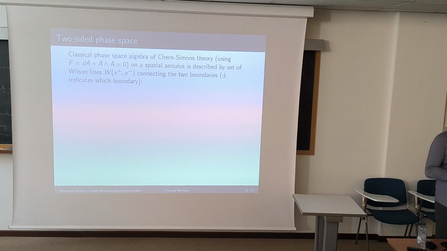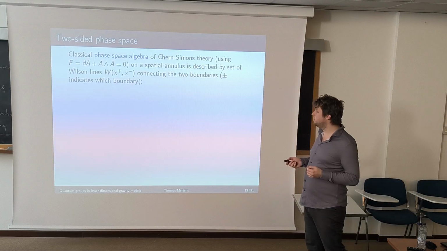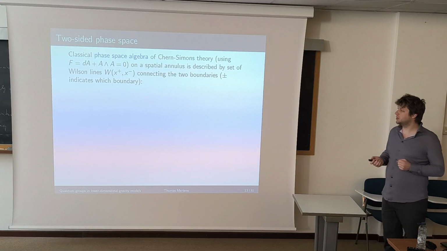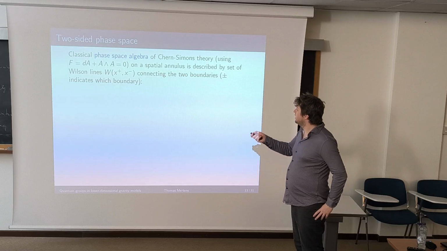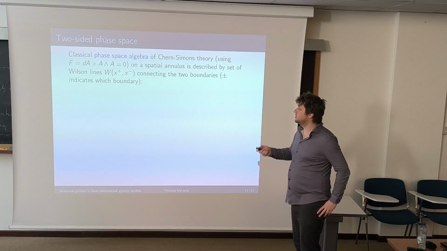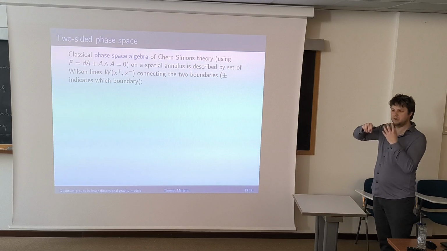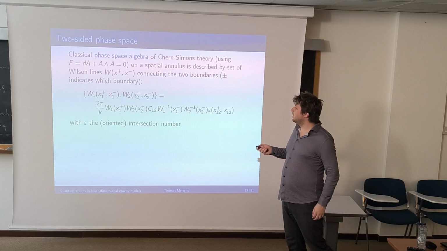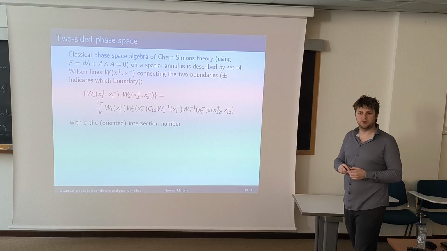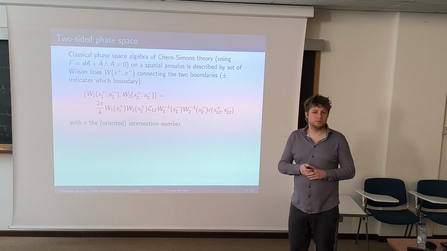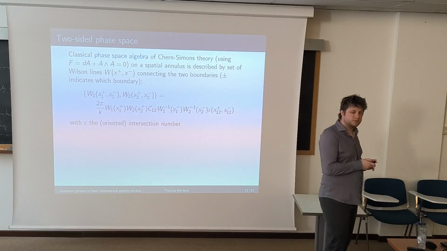Now, the classical phase space algebra of Chern-Simons theory on the spatial annulus is described just by the set of all Wilson lines that connect the two boundaries. So I've already drawn you various of these Wilson lines in the earlier pictures. My notation here is W of x plus and x minus is a Wilson line, and x plus and x minus are two spatial coordinates that live on the inner and the outer circle. And just using the Chern-Simons action, this is a technical calculation, you can write down the Poisson bracket of two of these Wilson lines. And that Poisson bracket is given by that expression, so there's a lot of notation in here.